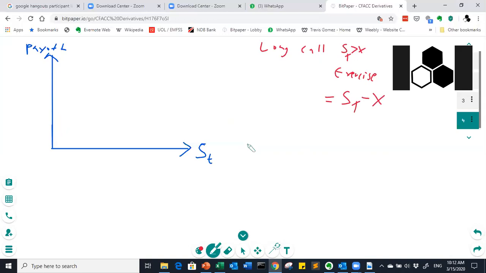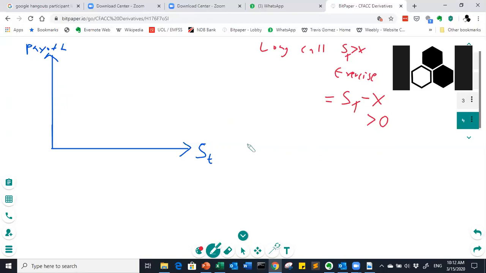And you can see, given that ST is greater than X, the payoff is going to be positive. Is that clear? So that is the payoff you would get if you exercise this. So let's just run through the different possibilities.